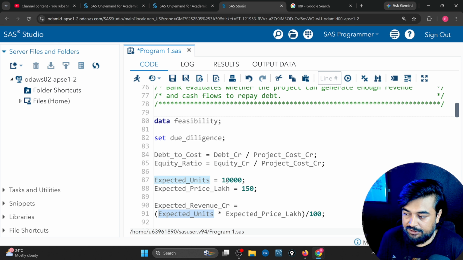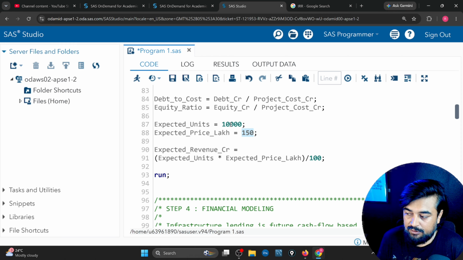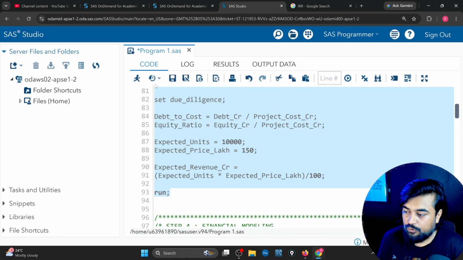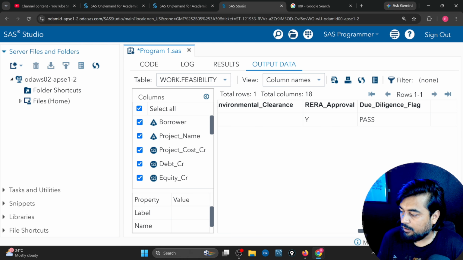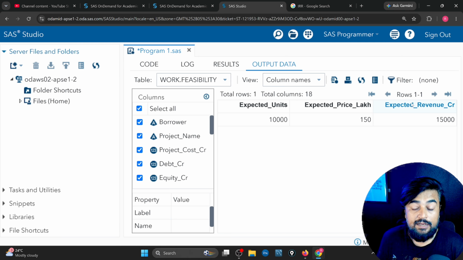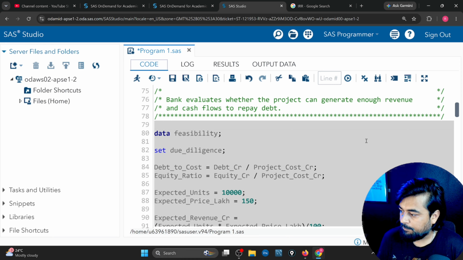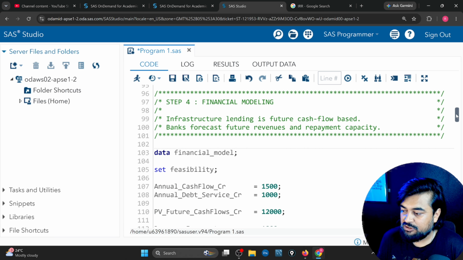The expected units of this project, all these details will be given by the bank that we are making: 10,000 units. Expected price is 150K. So the total expected return would be these two multiplied, and then you can understand the expected revenue. Now let's see the expected revenue projection. This is again a new data set created. Let's go to the last. Expected revenue is 15,000 crore. So basically they are thinking that out of 10,000 crore investment, they will be able to make at least 15,000 crores.